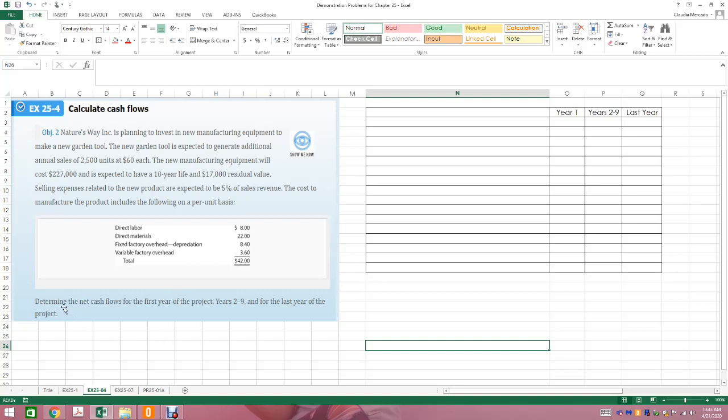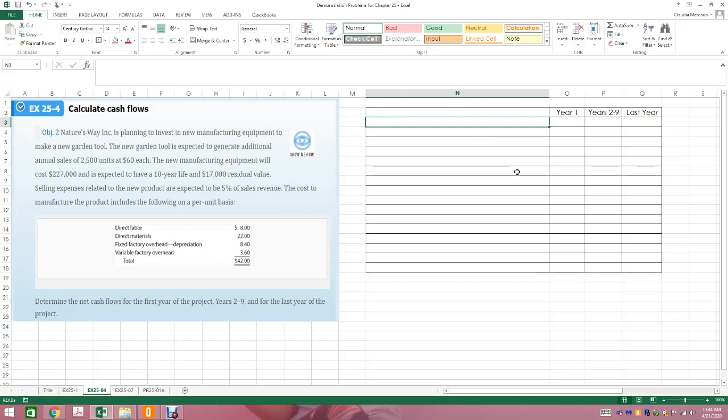Okay. So they're asking you to determine the net cash flows for the first year of the project, years 2 through 9, and for the last year of the project. Okay. So I've set up a table here with year 1, years 2 through 9, and the last year. They're wanting us to figure out the cash flows for those three different time frames. Okay. So what we're having to do is analyze all of the information provided and figure out our cash flows.